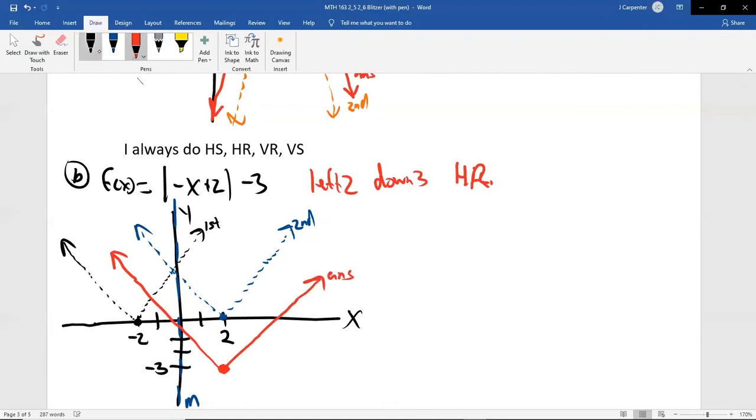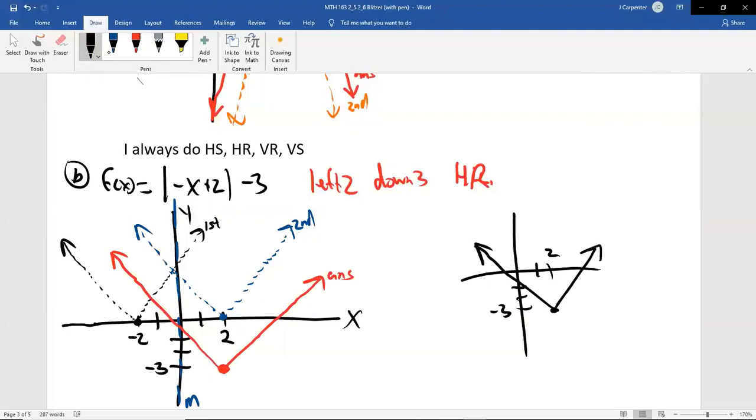So that's our answer. Again, if this just gets too jumbled on your own little paper, you can do a side graph and just plot the point 2 comma negative 3. And then draw your absolute value facing up. It's facing up because there was no vertical reflection. If there had been a vertical reflection, it would be facing down.